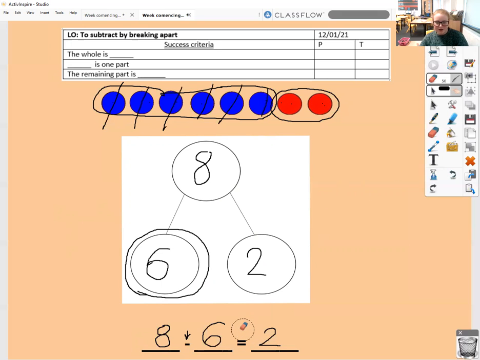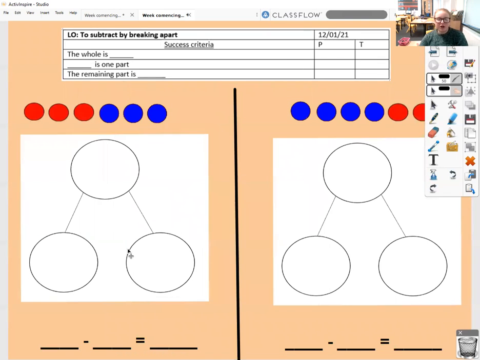So 8 subtract 6, or 8 take away 6 equals 2. Fantastic. Now we're going to do this one together, and then I'm going to want you to do this one on your own. But let's start with this one first.